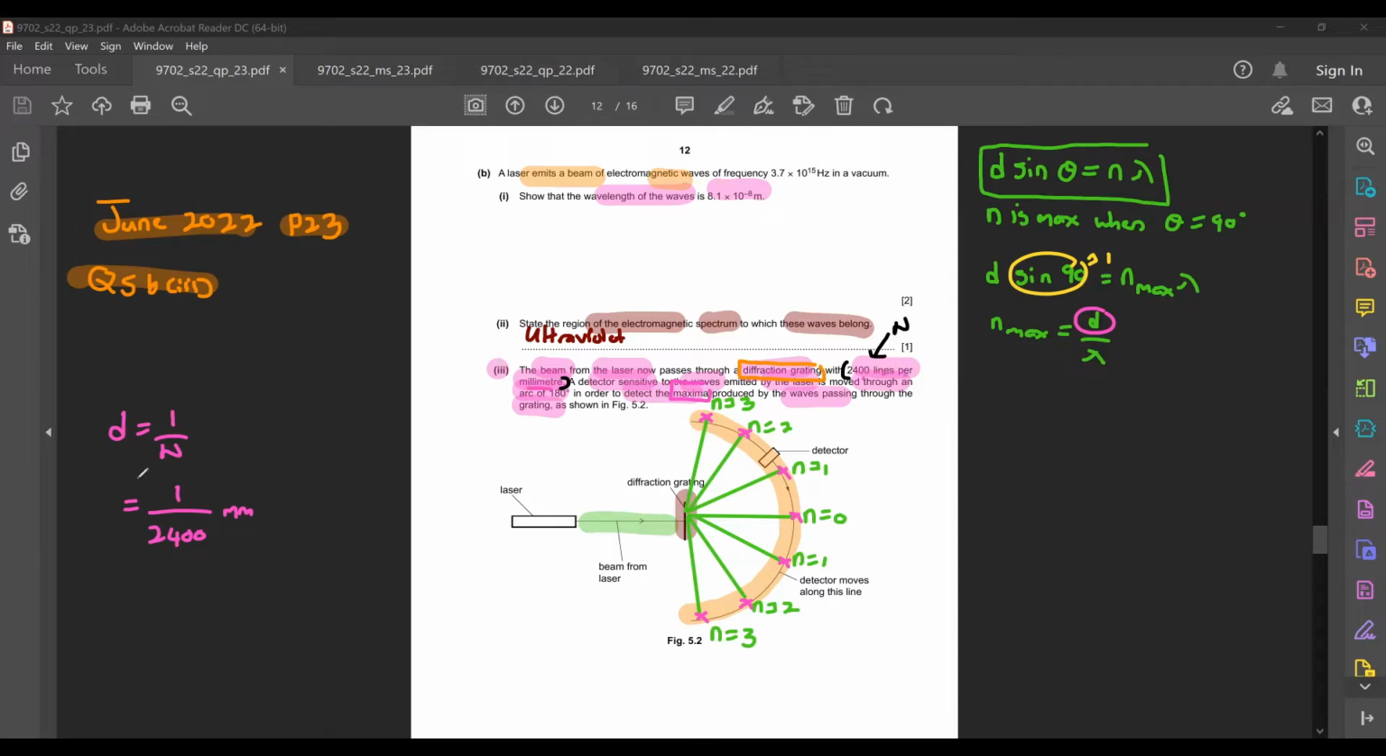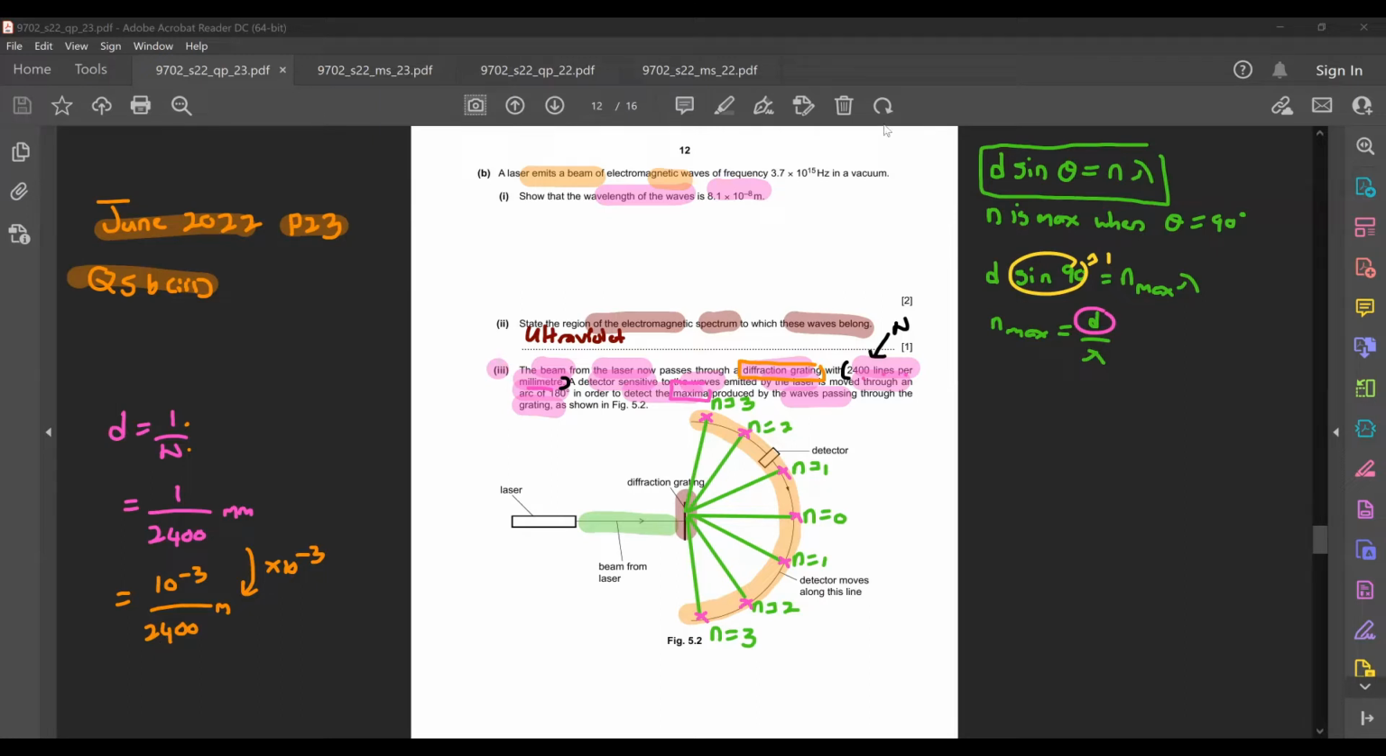When you take 1 over N, you are actually taking 1 millimeter divided by 2,400 lines. So that's why your unit here would be in millimeter. So you want to change it back to meter, you need to multiply with 10 power minus 3. So you're going to get this. To change from millimeter to meter, you really just need to multiply with 10 power minus 3. That's why you're getting this value right here.